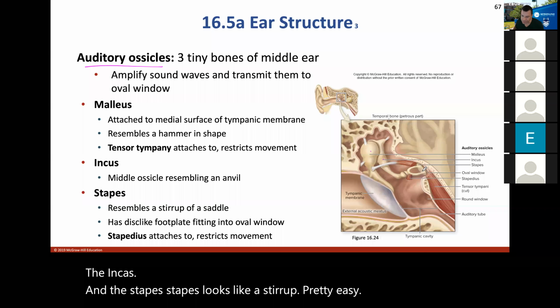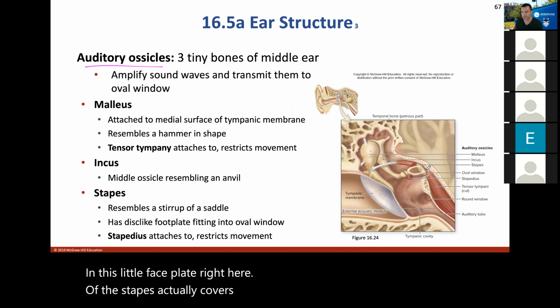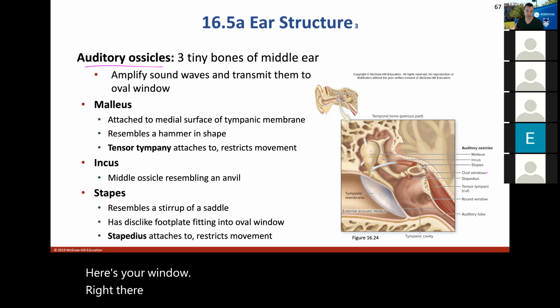And this little faceplate right here of the stapes actually covers the oval window, which is right there. Okay. There's the oval window right there. And the footplate of the stapes is what covers it.